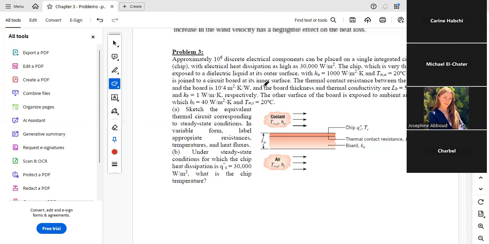The thermal contact resistance, you remember what we mean by the thermal contact resistance? Whenever you have two surfaces joined to each other, it's not a perfect match between them. We have some roughness effects, which lead to small voids between them, and this creates an additional resistance that we call contact resistance. The value of this resistance is 10 to the minus 4 meter square Kelvin per watt.